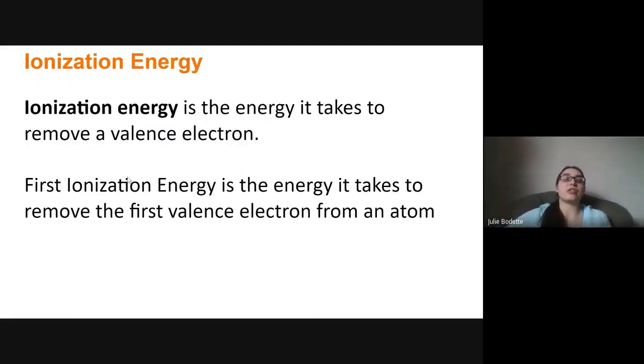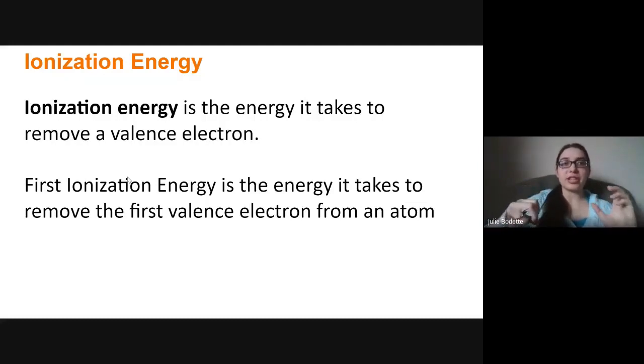Okay, ionization energy. So we've briefly talked about ionization energy before. Ionization energy is the energy it takes to remove a valence electron, right? You guys remember we talked about how you need to add energy in order to remove a valence electron, right? Because that electron is negative, it's attracted to the positive nucleus, and if you want to rip it away, you've got to add energy in order to do that. It doesn't really want to leave that positive nucleus.